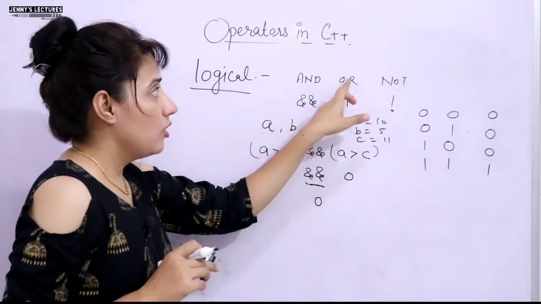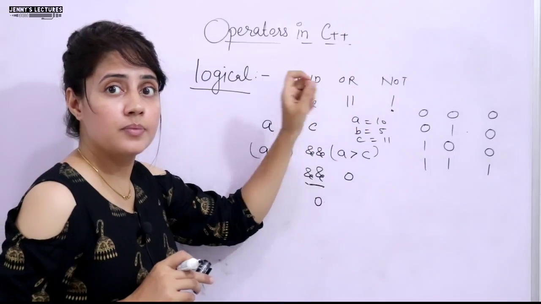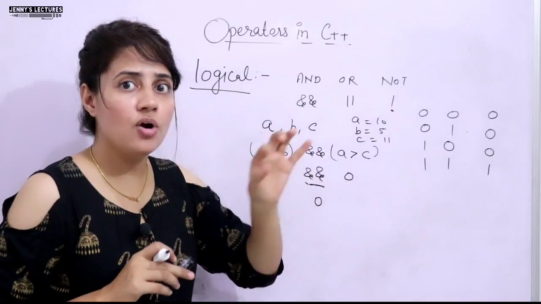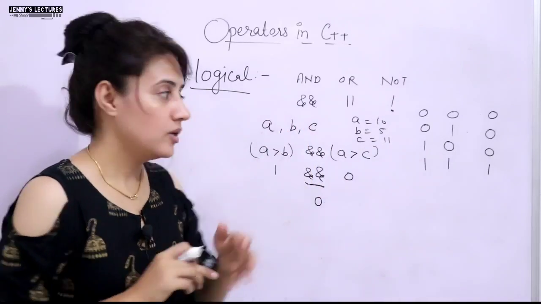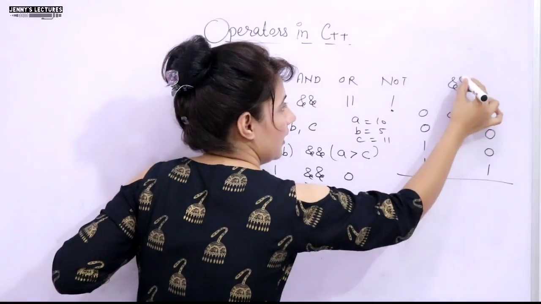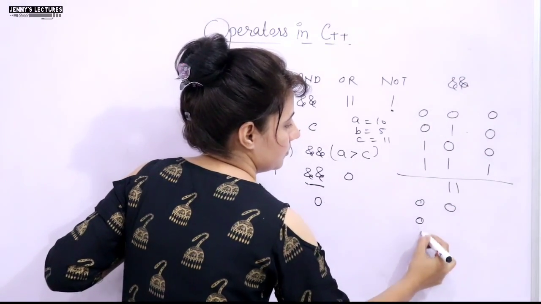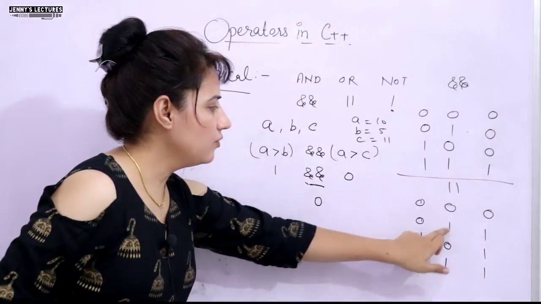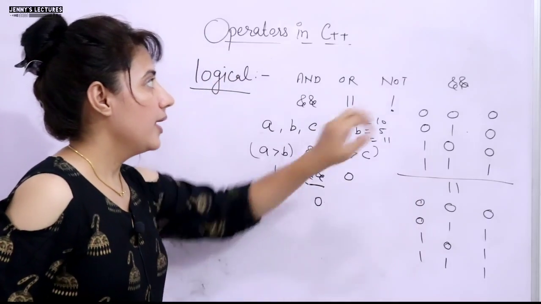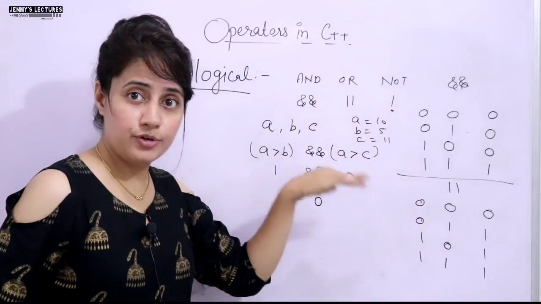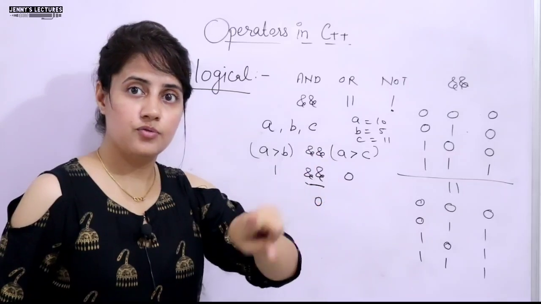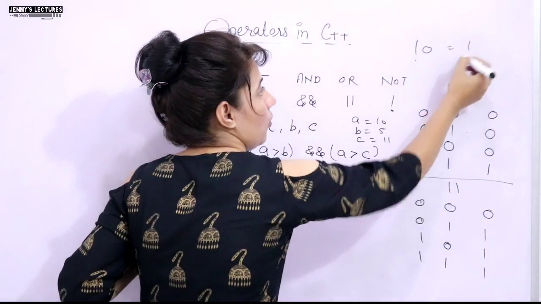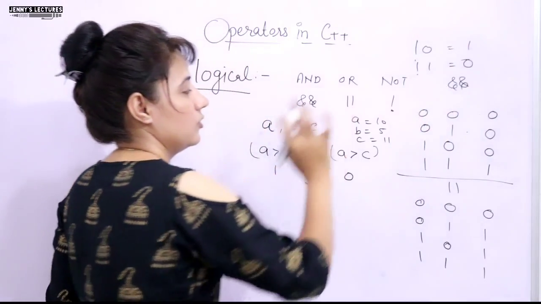Now, for logical OR, the truth table is this: if both the operands are false, then only it will give false. 0, 0, 0; 0, 1, 1; 1, 1, 1. If any one of the operands is true, it will give true. And logical NOT means if the operand is true, it will give false. If false, it will give true. That means NOT 0 will be 1, and NOT 1 will be 0 for the logical NOT.